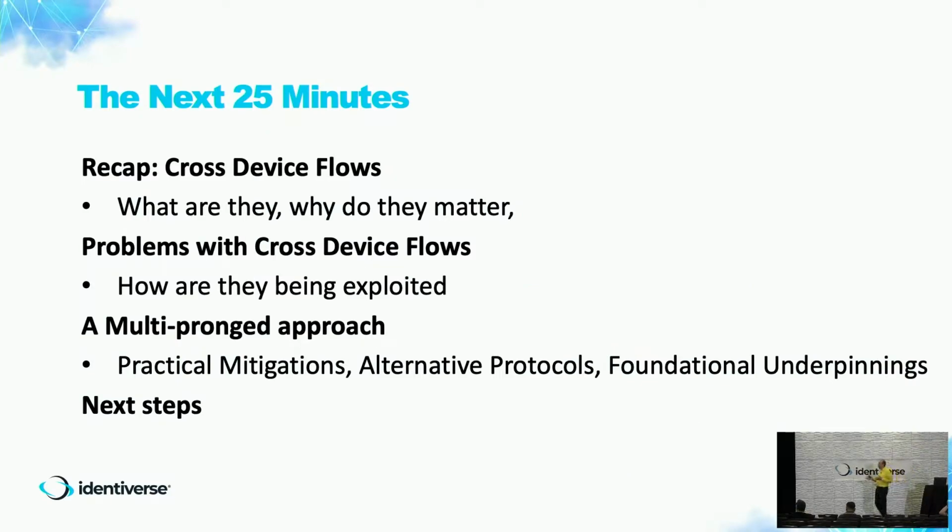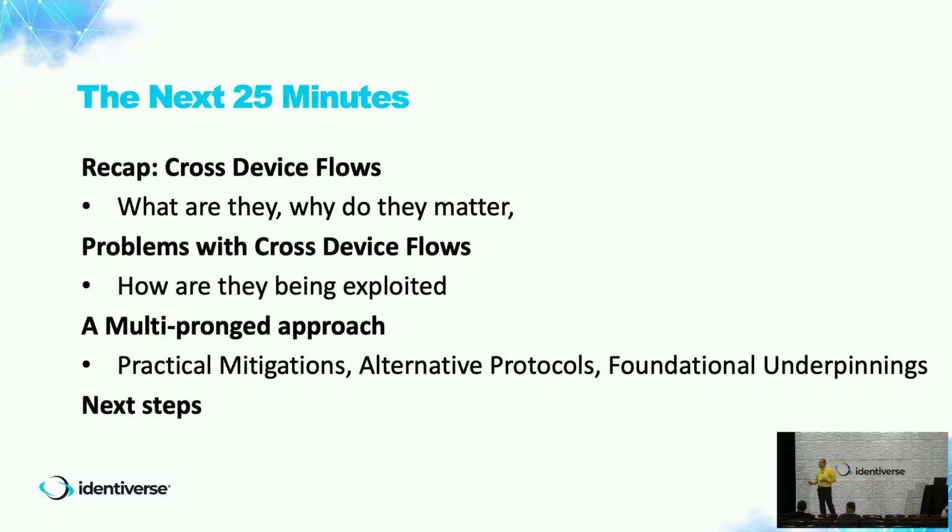So let's talk a little bit about the next 25 minutes. I'm going to talk very quickly about what a cross-device flow is, why they matter, some of the problems that we're encountering, and then I'm going to talk about a multi-pronged approach that we're beginning to look at: some practical mitigations, beginning to think about what we could do with alternatives in terms of protocols, and also some foundational underpinnings, so that when we come up with new solutions, we actually have some solid analysis in place for it. I'll talk also a little bit about next steps as well.